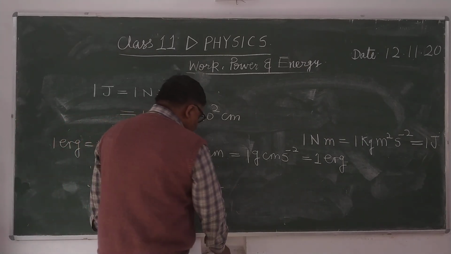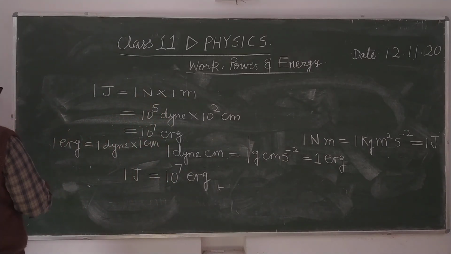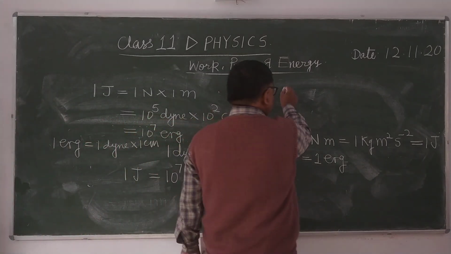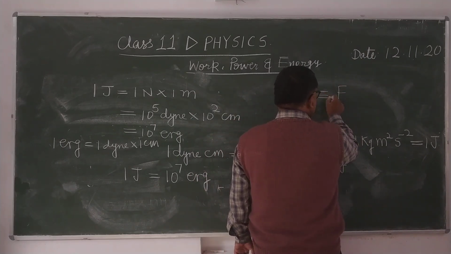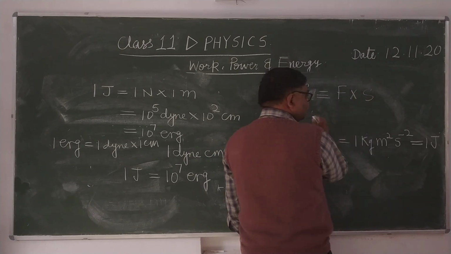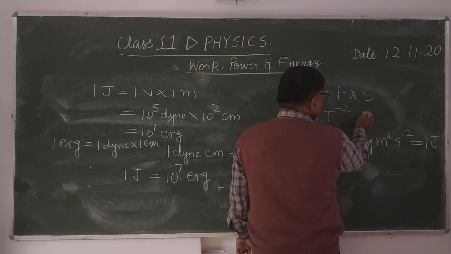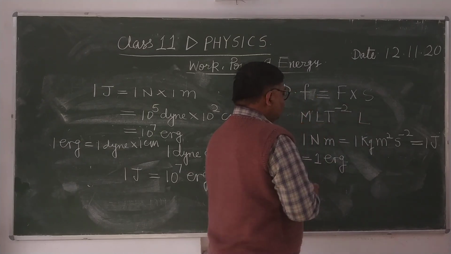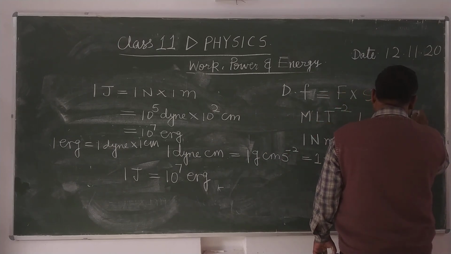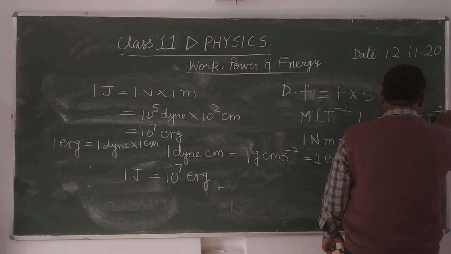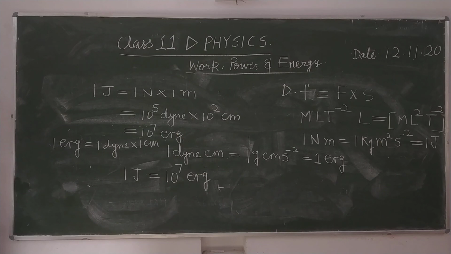Now what is the dimensional formula of work? About that also you know. Dimensional formula of work is equal to F into S. Force dimensional formula is M L T to the power minus 2 and displacement is L. So it is equal to M L square T to the power minus 2. So this is the dimensional formula of work.